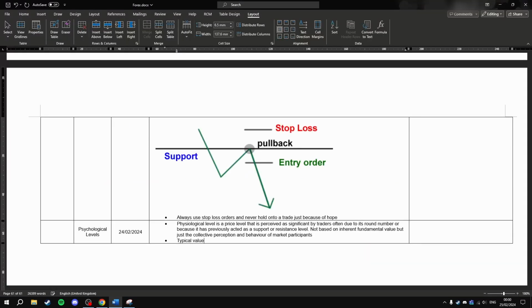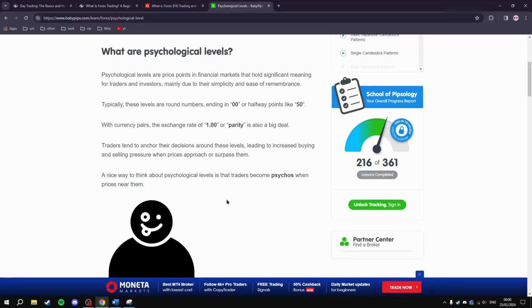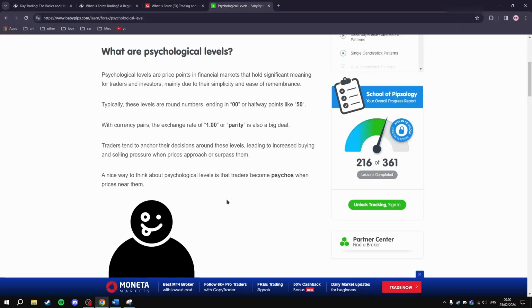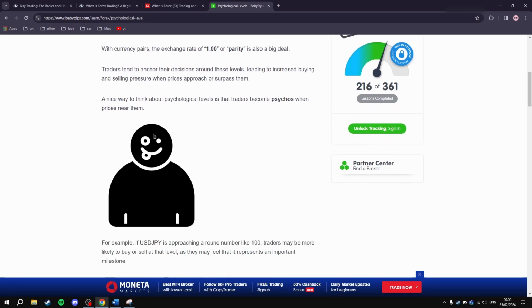Typical values are round numbers ending in 00 and halfway points like 50. With currency pairs, the exchange rate of 1.00 or parity is also a big deal.